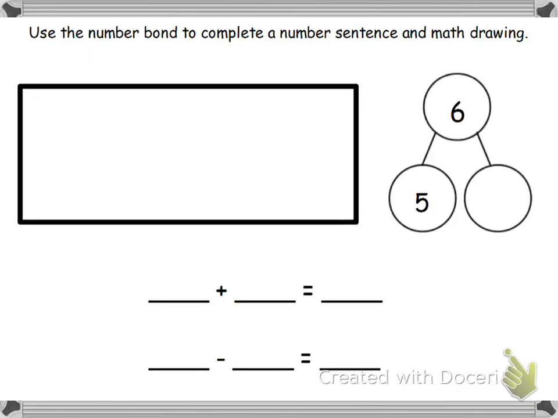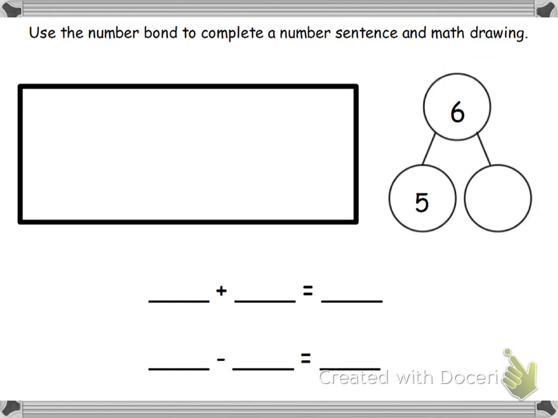Today we're going to be talking about Module 1, Lesson 32. In this lesson, we're going to be talking about being able to solve math stories with a missing part using addition and subtraction. So looking at this, we're going to have to do a math drawing, an addition sentence, and a subtraction sentence by using this number bond over here.